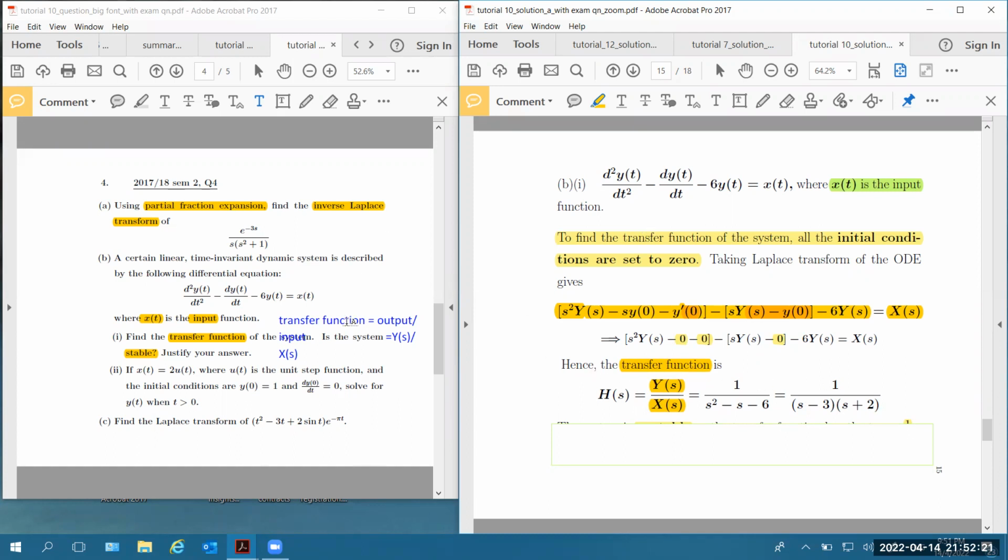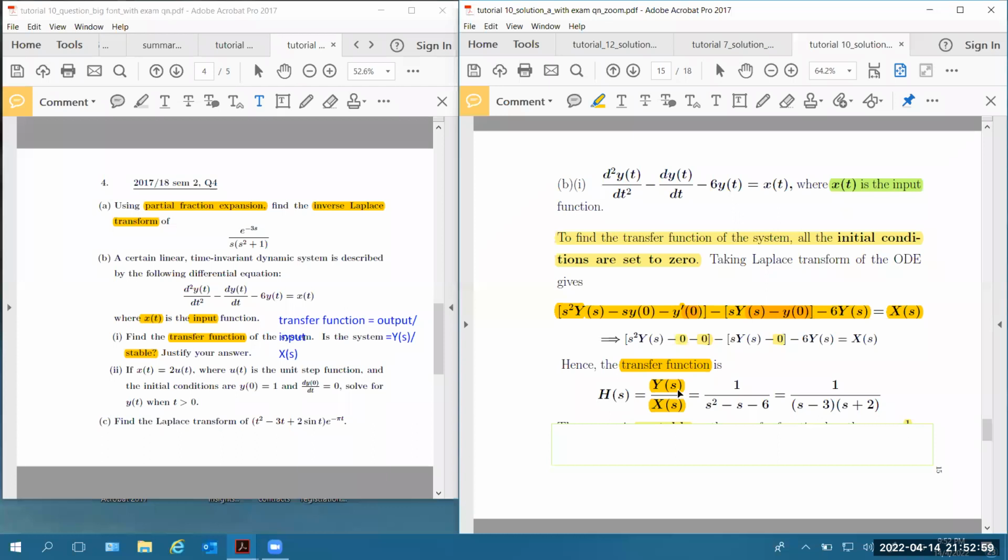Now the question asks us, is the system stable? How do we see it from the transfer function? Actually, in our previous tutorial, last time they asked us to get the small yt, and then from there we see whether the small yt is stable or not. Remember? So here, if we want to, we can also get the small yt.